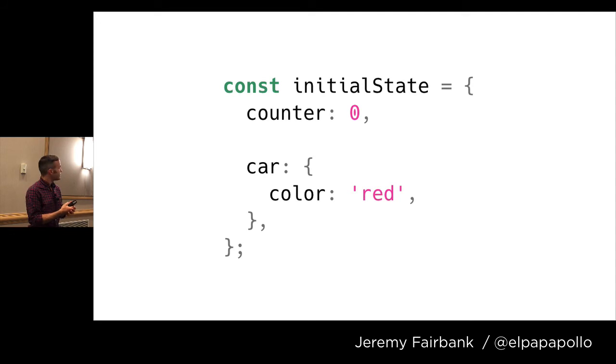So let's say we have another application. We'll persist our counter example. And let's say it's just an application for configuring a car. We're going to change the color of a car, for example. And maybe the counter is keeping count of how many cars we've configured. So we have the counter property, and then we have this car property, and it's going to have the initial color set to red. And we want to manage this state with Redux.